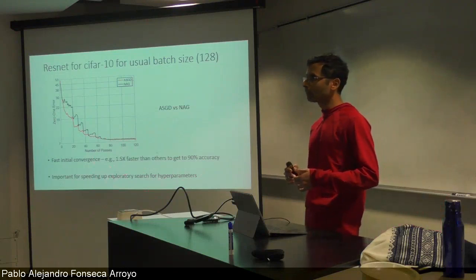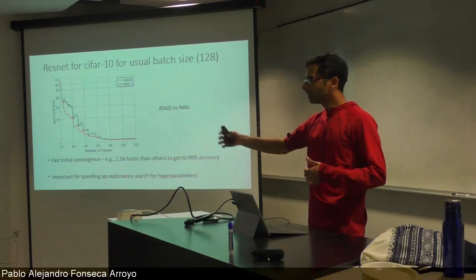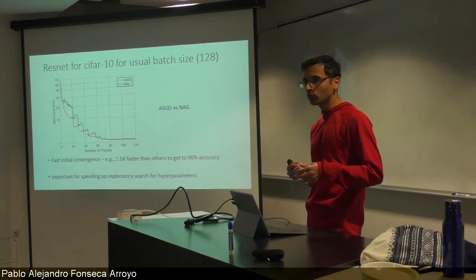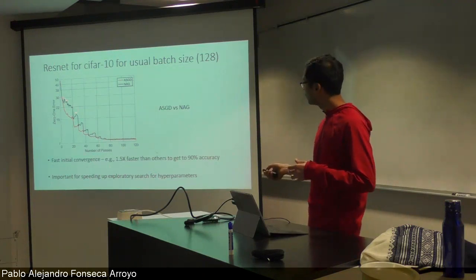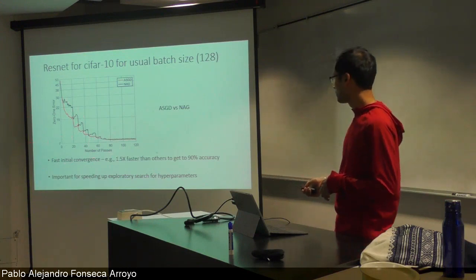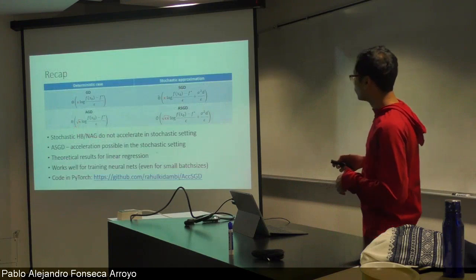So if you are doing an exploratory search for hyperparameters, where we don't want to run all the hyperparameter runs all the way through to the end, but rather run them till some point to figure out which are better ones to pick, in those cases our algorithm could help speed up the hyperparameter runs. Okay? And so that's all I had to say.